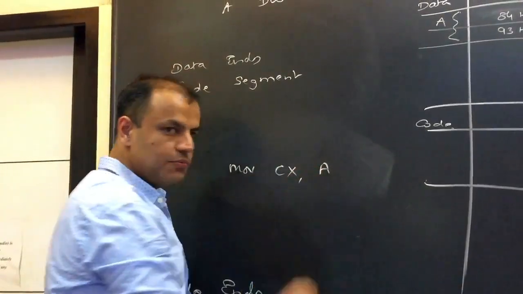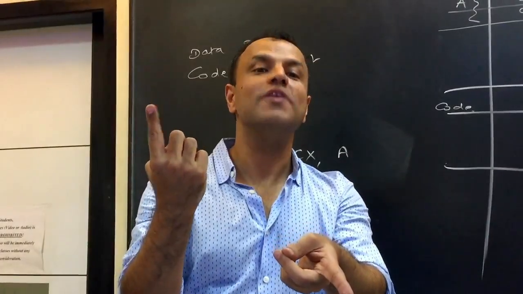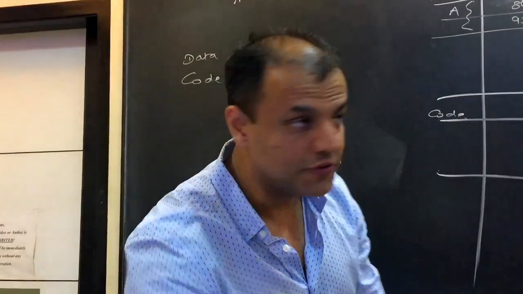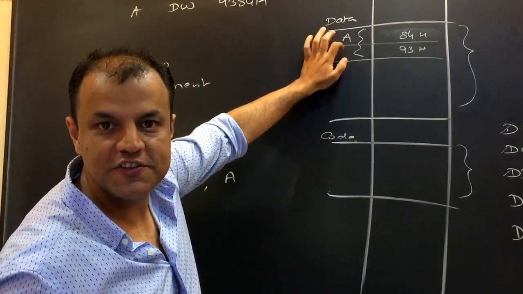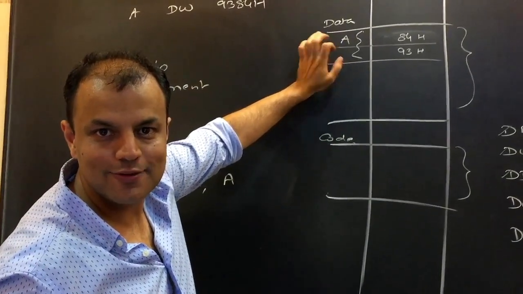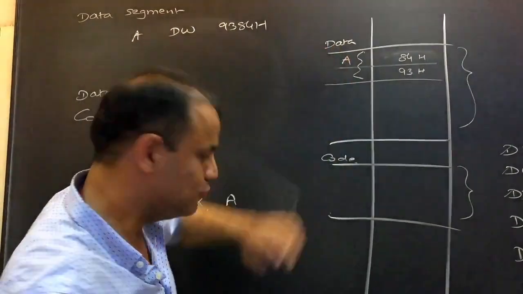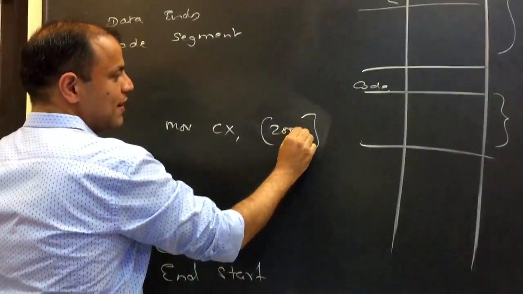But will the assembler substitute 9384? No. The assembler will substitute its address. Which address? Offset address. Now think about it. A has two offset addresses because it's a 16-bit variable. So suppose these addresses are 2000 and 2001. Which one will the assembler substitute? The first one, that is 2000. So this instruction finally will become move CX, square bracket 2000.